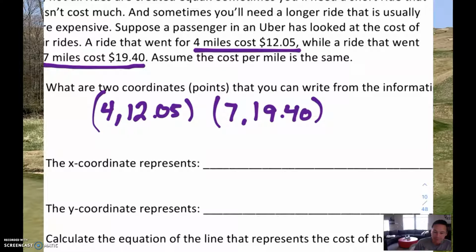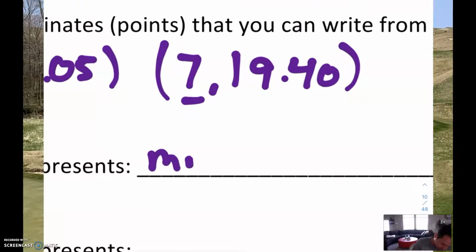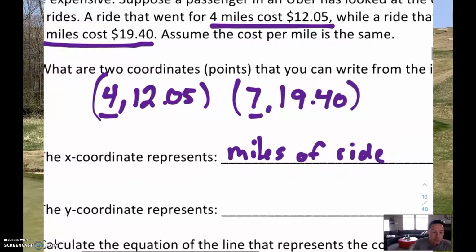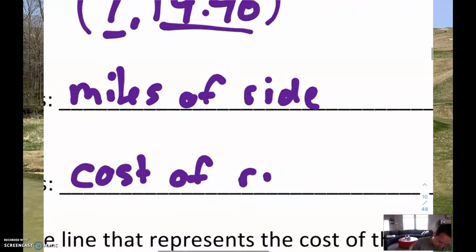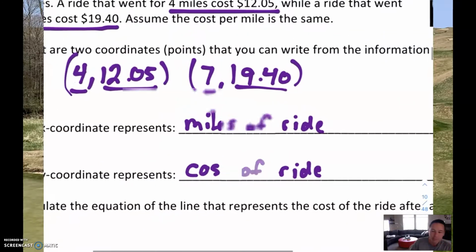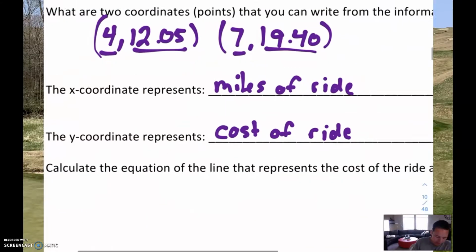It's always important to define your variables and understand what x means and what y means. So x in this case, the 4 and the 7, those are just the miles of the ride. They took rides that were 4 miles, that were 7 miles. Those are the x coordinates. And the y coordinates, this 12.05 and the 19.40, what do those represent? Well, those are the cost of the ride. So x represents miles and y represents the cost.